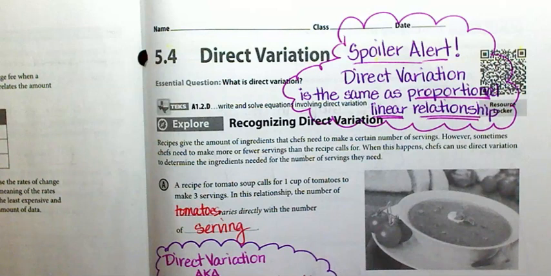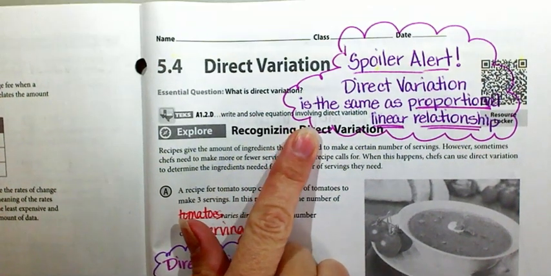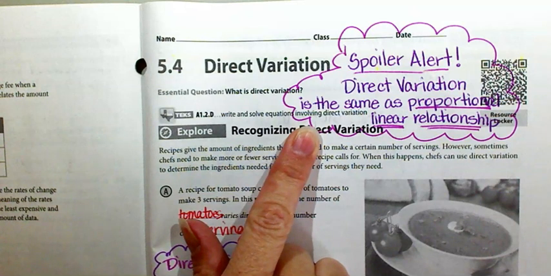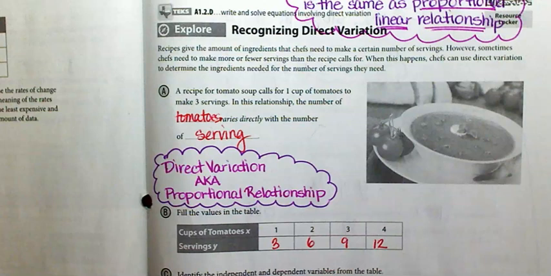All right. This is a screencast walking you through Module 5, Lesson 4 about direct variation. And already I'm going to give you a spoiler alert. Direct variation is the same thing as a proportional linear relationship, or just a proportional relationship, okay? Okay, let's get right into a couple of examples.